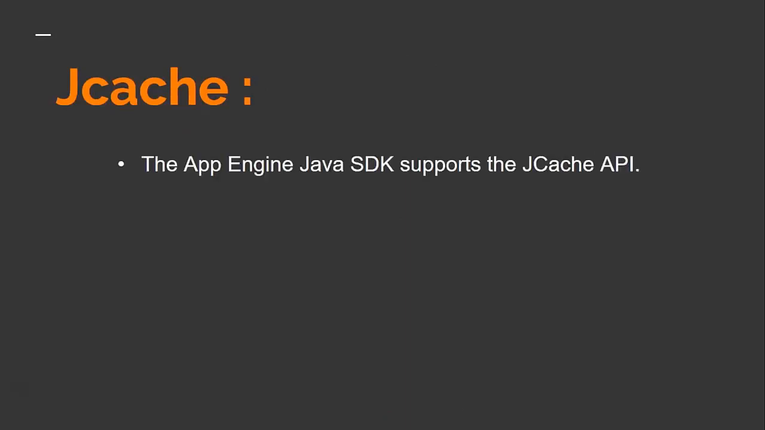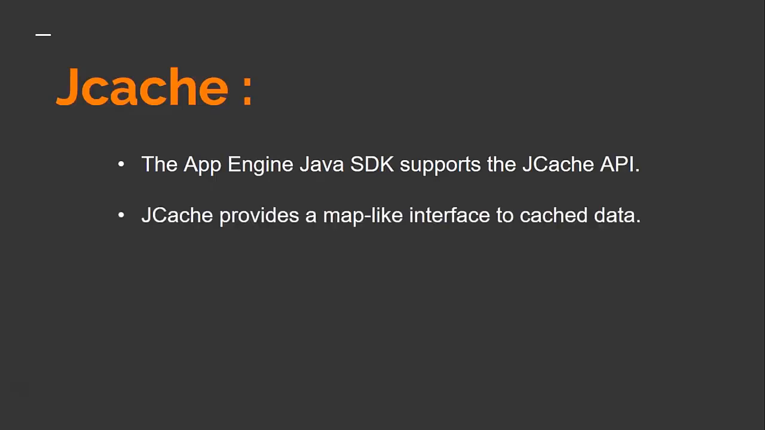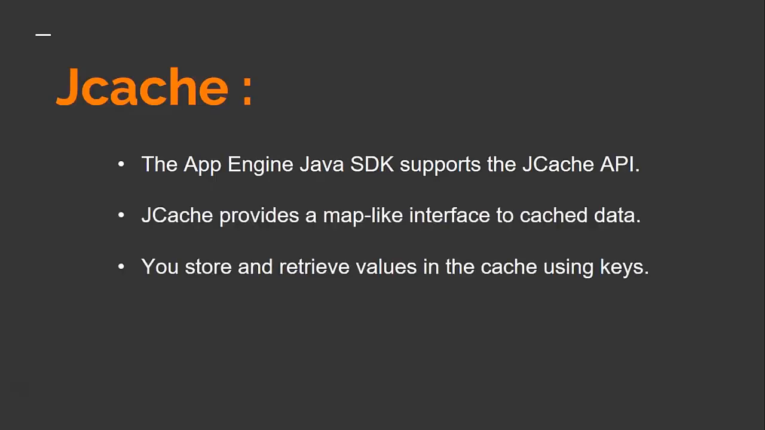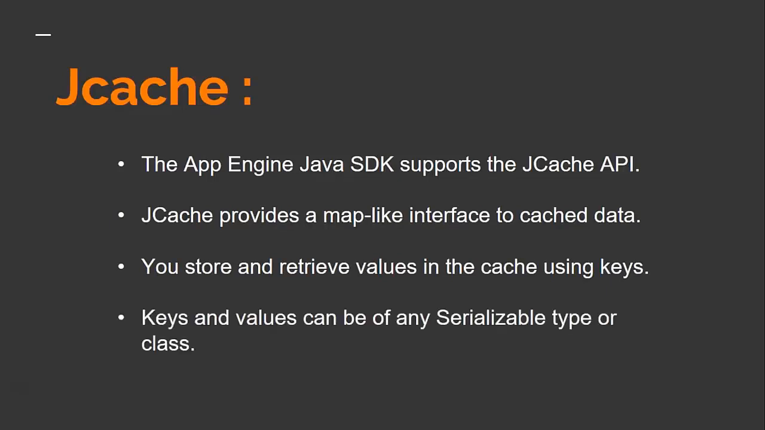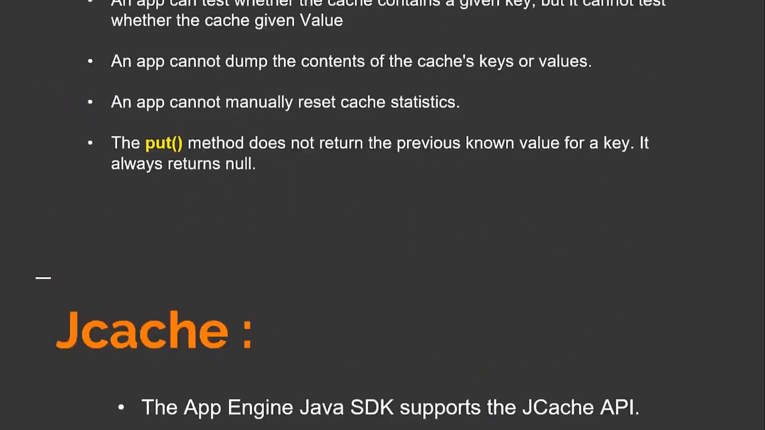And if I talk about the next API, that is JCache. As discussed, it has fewer functionalities compared with the low-level API. It provides a map-like interface to cache data. You can store and retrieve values in the cache using keys. The keys and the values can be of serializable type, or in the form of a class. It doesn't support many of the features.